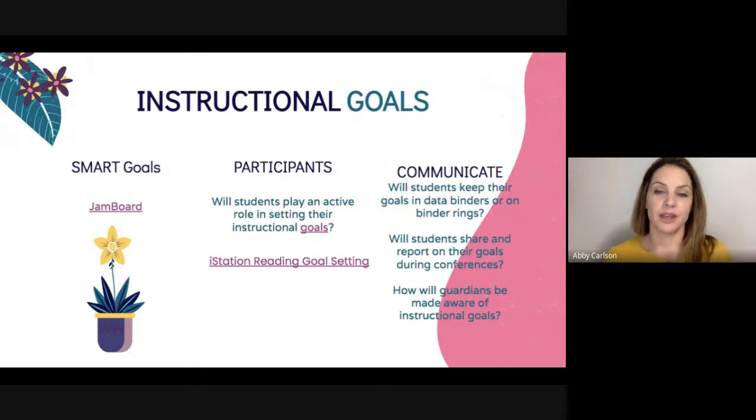Also, we want you to think of how guardians will be made aware of instructional goals. Do the guardians of the students in your classroom know what the students are working on? I know it can be hard to communicate with parents, especially this year, but that's just a consideration to think about: how are you communicating instructional goals?